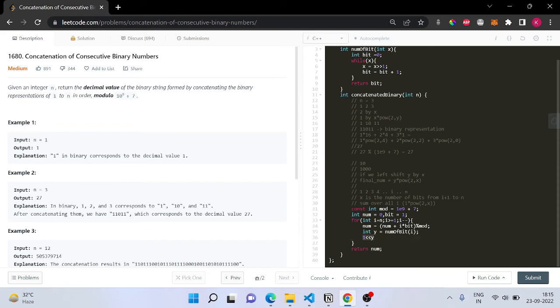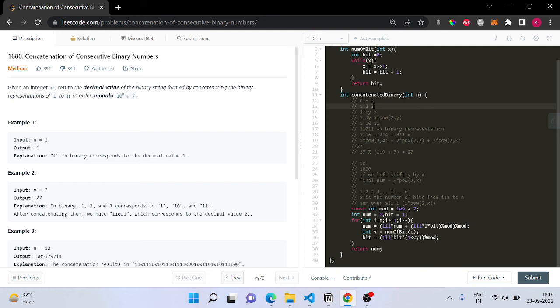And I will multiply this by i. Let's see, not here, because I need to do it in the calculation only. And we need to take the modulo as well. I hope you are getting that.